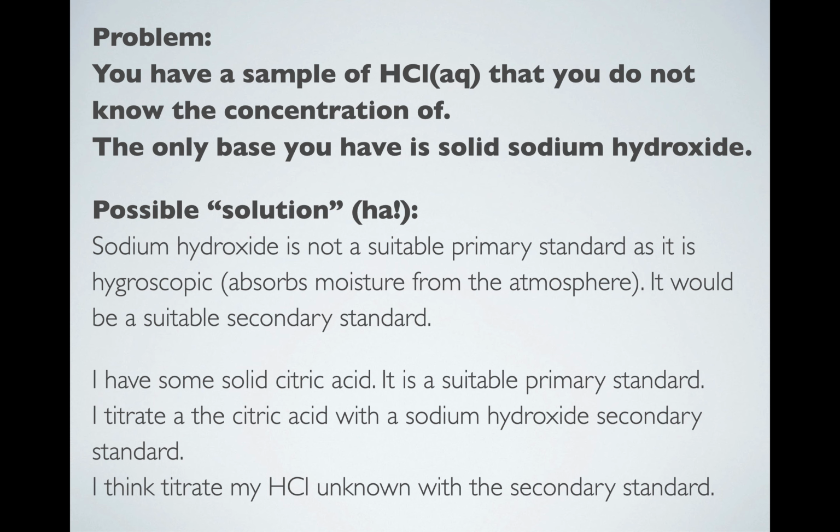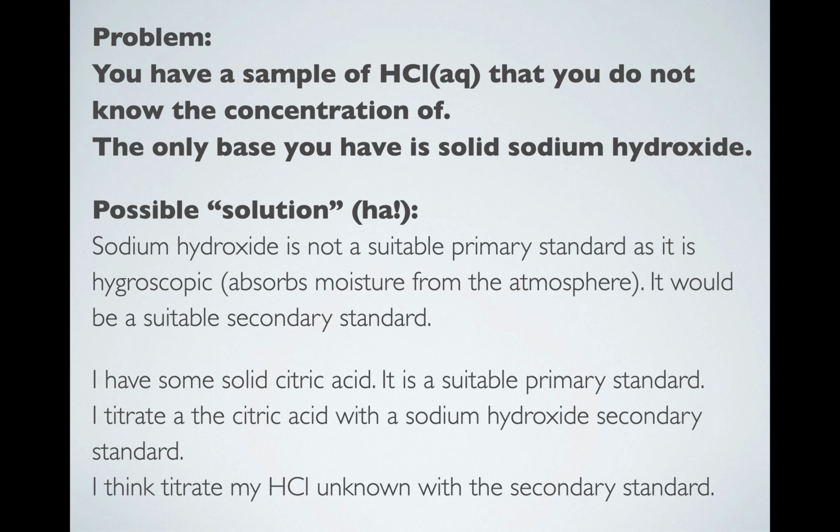So what you could use for a primary standard instead is some solid citric acid or maybe some KHP like we did. That's very stable and meets the criteria for primary standard. So we can start from an acid primary standard, and because our unknown's an acid, you can't react it with an acid, so you've got to do a secondary standard. So then our solid sodium hydroxide could be our secondary standard.